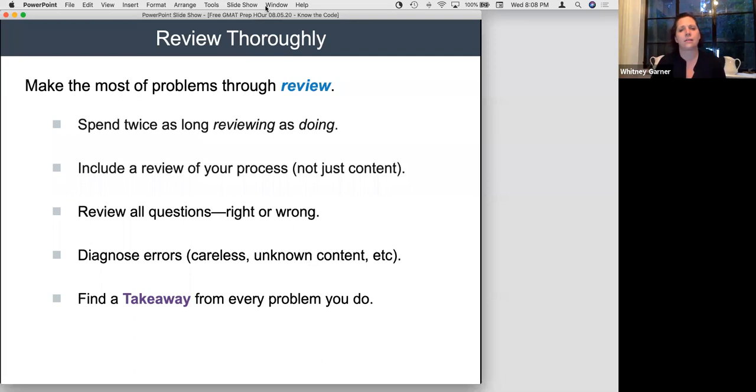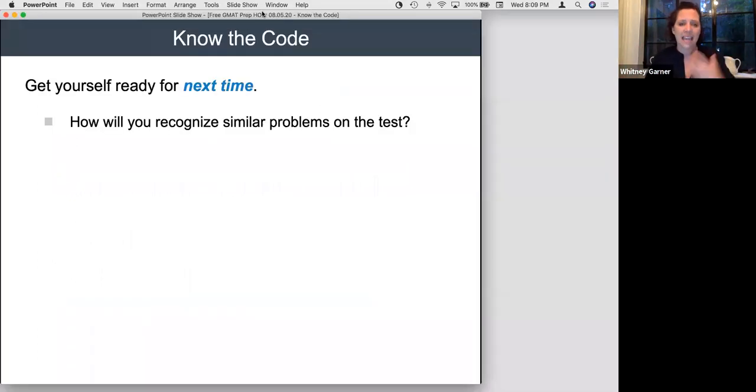And so what I mean by that is that your takeaway isn't just, here's how to do this problem. Your takeaway is more of a, when I see this kind of thing, I want to behave this way, right? It's more of a, when I see or notice or recognize, I want to think or do. And so this is really the heart of the code, this idea of getting yourself ready for the next time that you do a problem, right? So how are you going to recognize a similar problem?